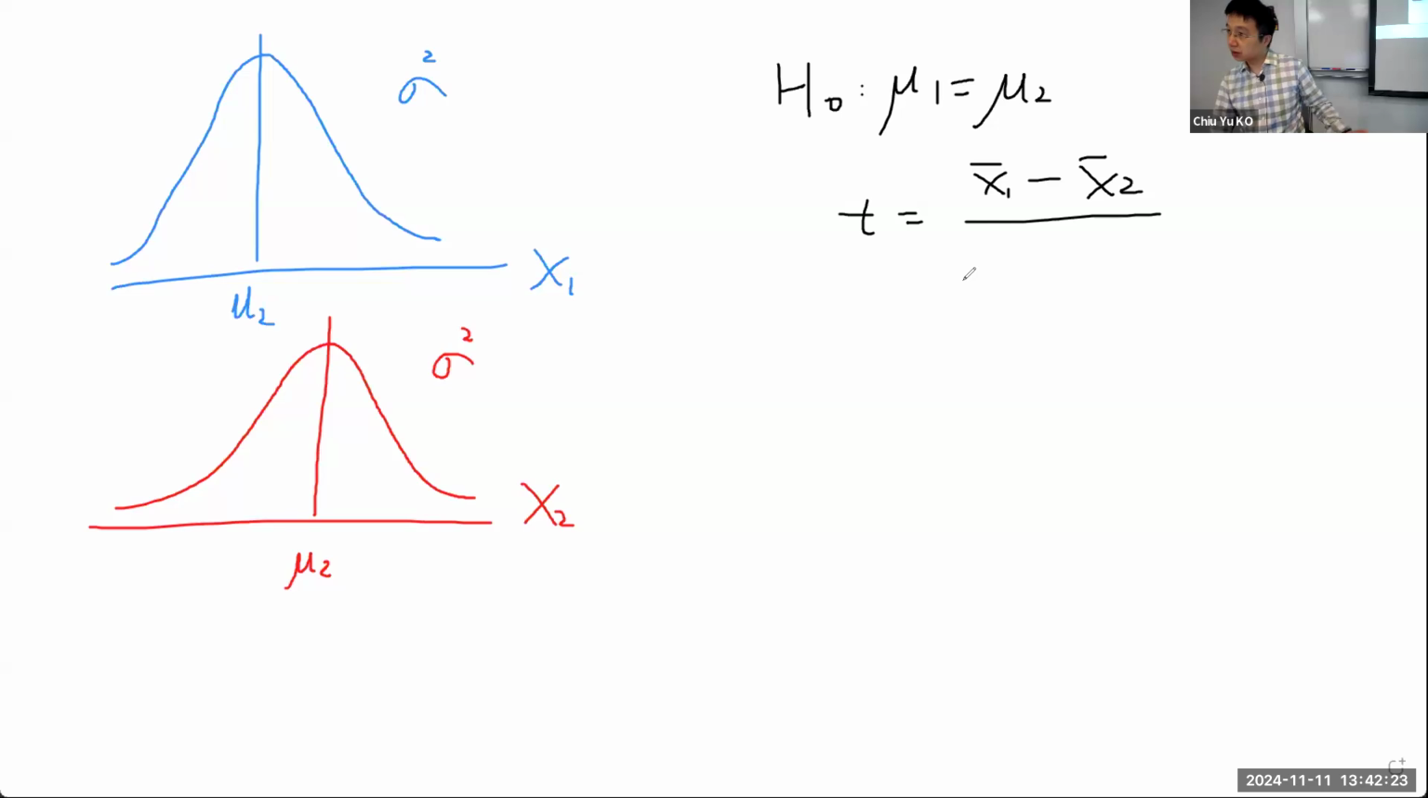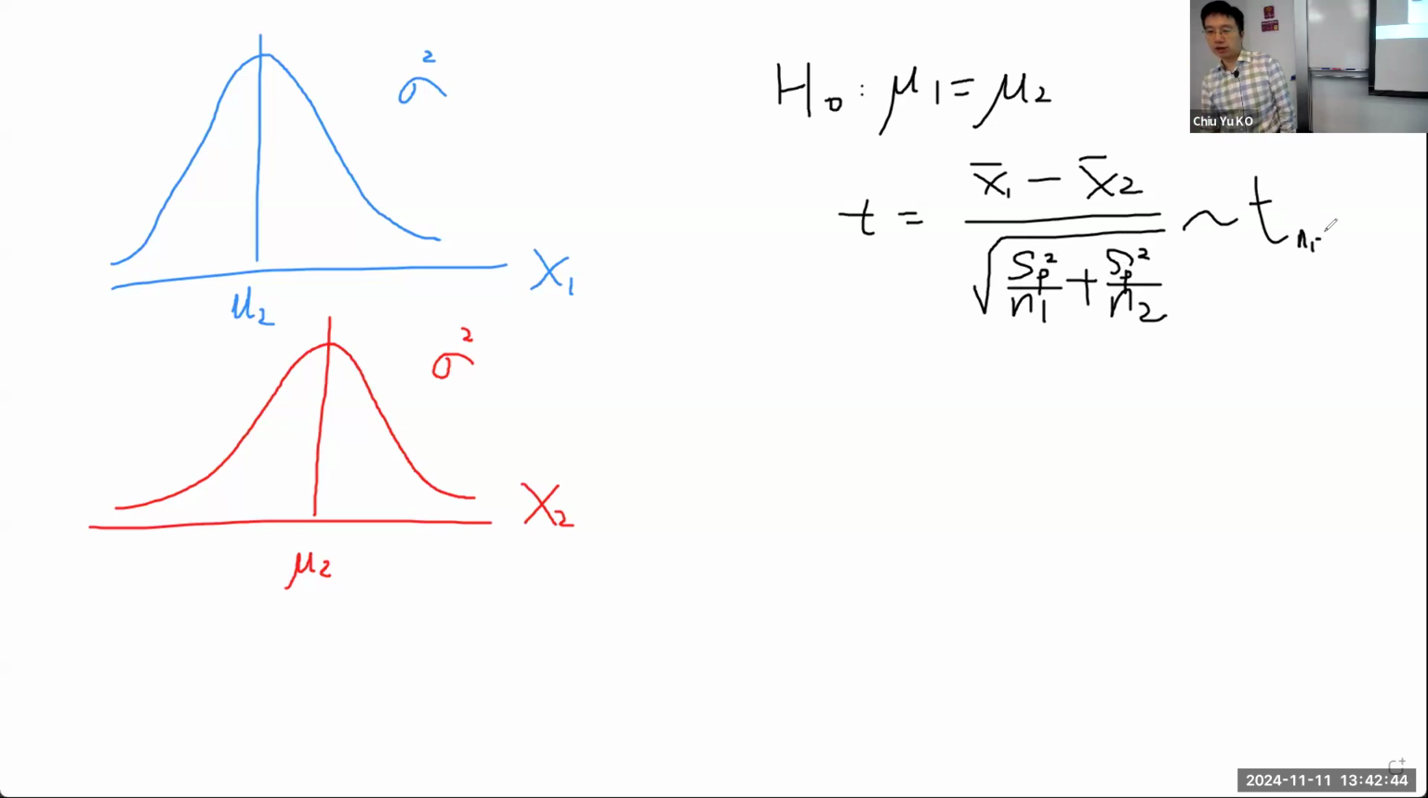If you remember how we did it, it is over the square root of sp square over n1 plus sp square over n2, right? And sp is the weighted average between the two, right? That is how we do it. Okay, that's the t-test, and that is t with n1 plus n2 minus 2 degrees of freedom, right? This is what we did last week.